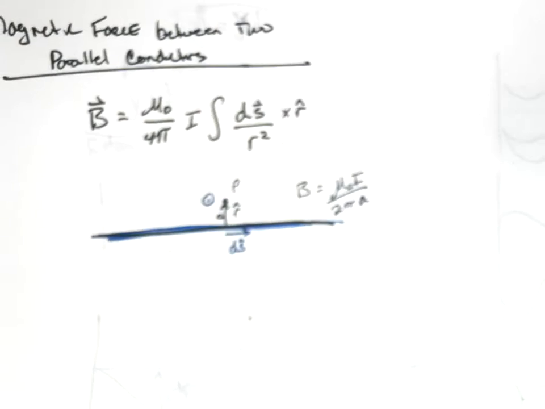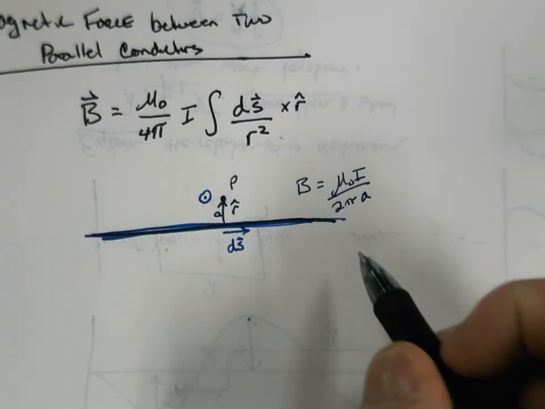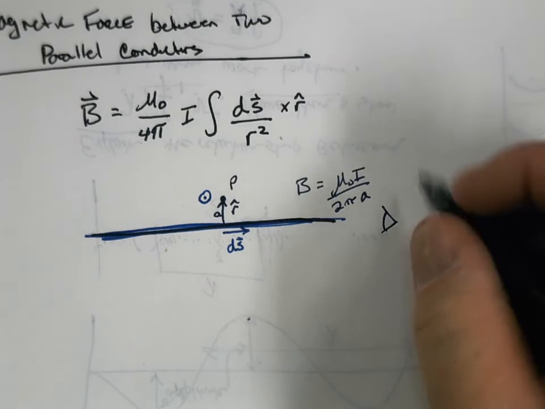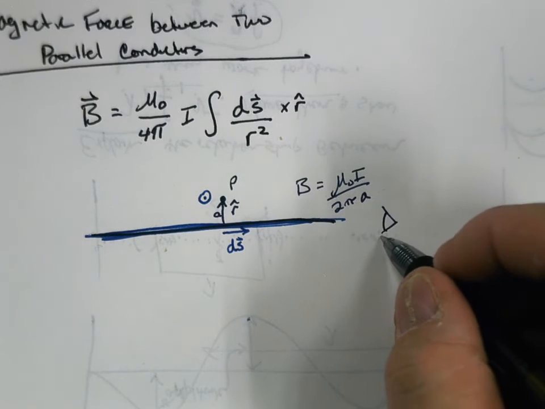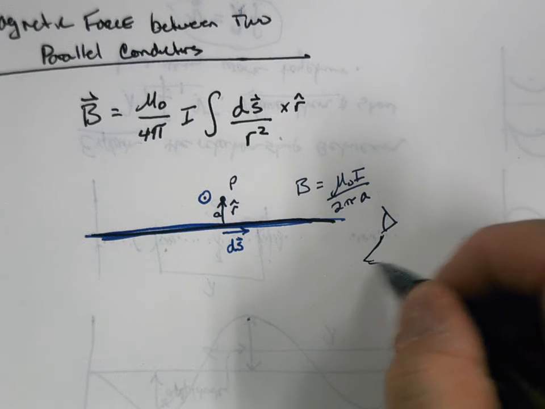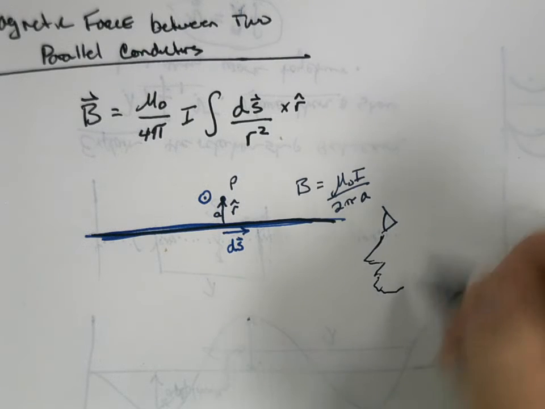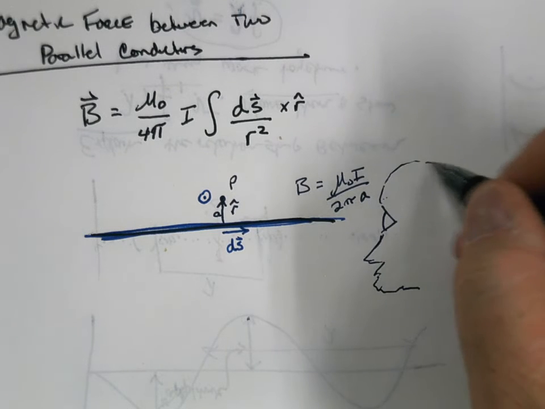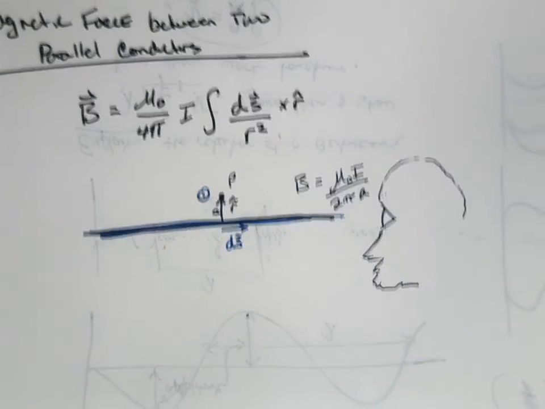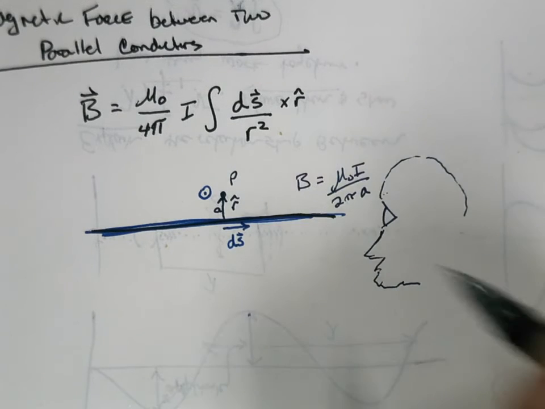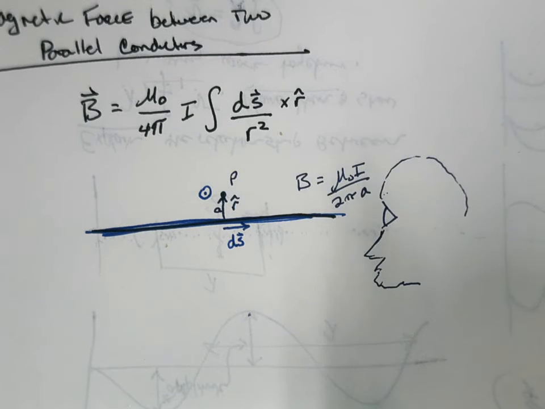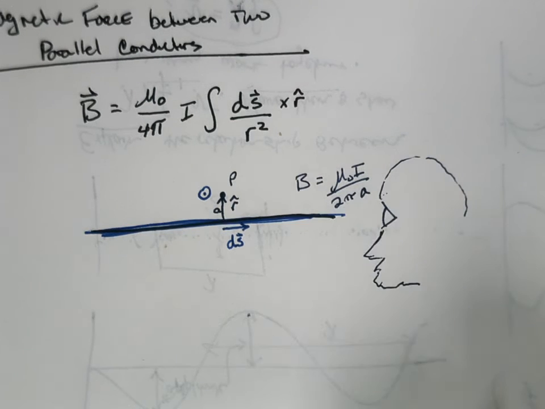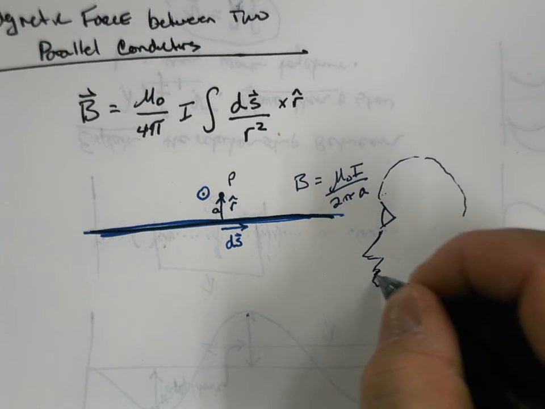What would it look like if we were to actually look at this from end on? If we look at this from end on, the current is shooting into our eyeball.